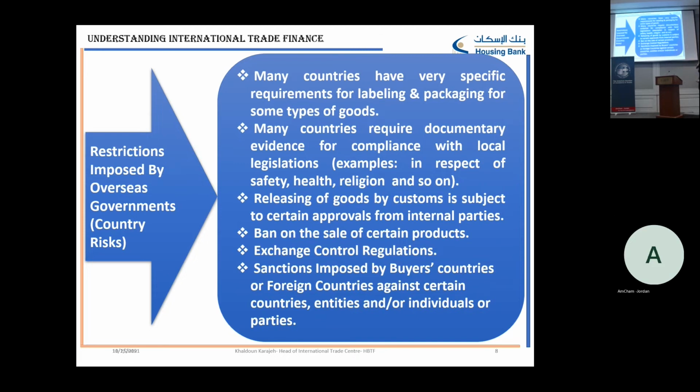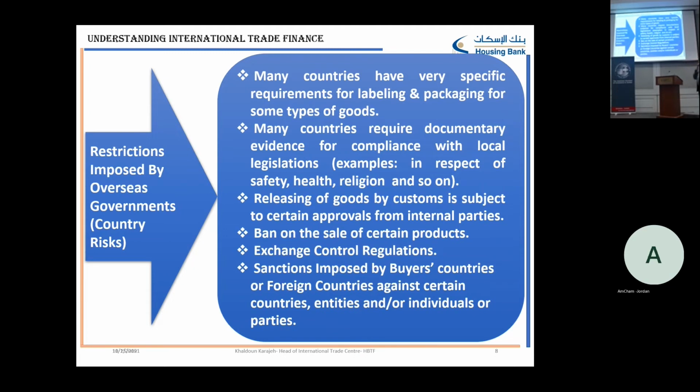Releasing of goods by customs is subject to certain approvals from internal parties. For example, medicine and some chemical goods must have pre-approval from internal parties in some countries. Ban on the sale of certain goods: there is restriction on selling some goods. So when I export goods to another country, I should know if this good is acceptable in this country or not. This is a risk.